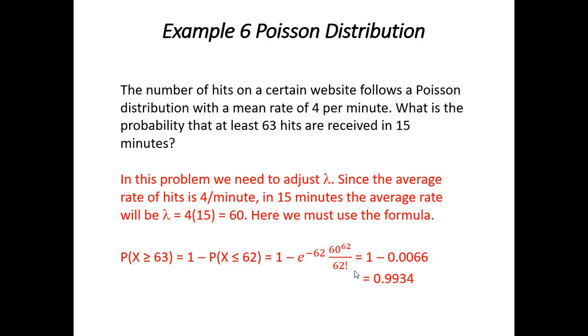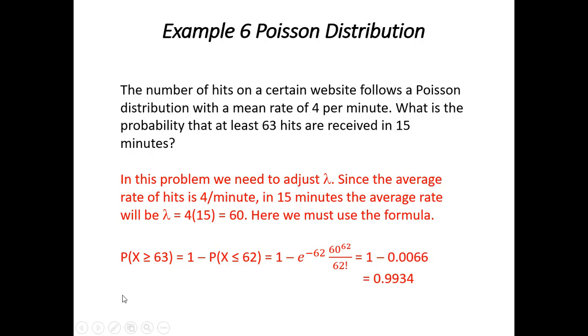Okay. So in this problem, we need to adjust lambda. Since the average rate of hits is 4 hits per minute, in 15 minutes, the average rate will be 60 hits over a 15-minute period. So our lambda that we need to use in any formula must be equal to 60.